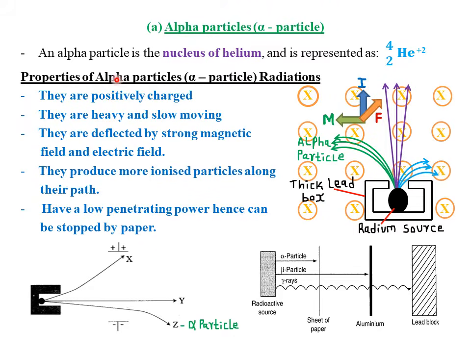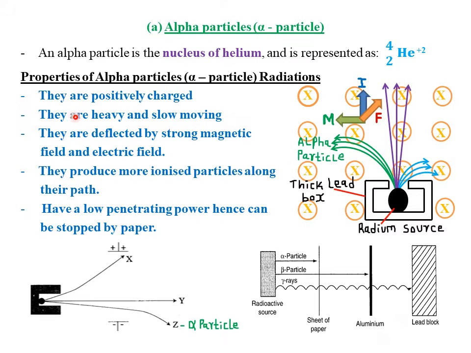Therefore, the properties of alpha particles will be closely related to the properties of helium. So let's look at the properties of alpha particles, or simply put, alpha radiations. And the first property is that alpha particles are usually positively charged. They are positively charged because we are saying that alpha particle is simply the nucleus of helium, and you have just said that helium is usually positively charged with a charge of positive 2. So because helium is positively charged, it simply implies that alpha particles will always be positively charged.